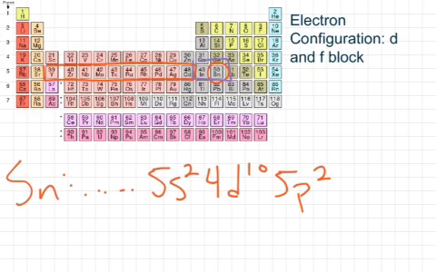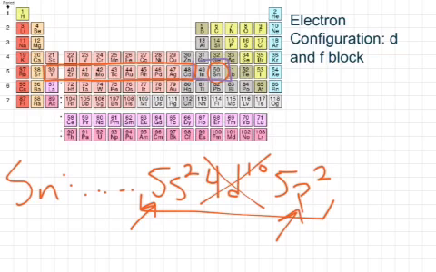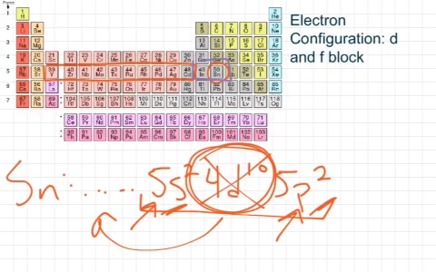So now what you can see here is what would have looked like tin having 14 valence electrons. Level 4 is not the same as level 5. So tin really only has 4 valence electrons. It has 2 in an s orbital and 2 in a p orbital. All of these electrons that happen as we transition across D block are technically on level 4.